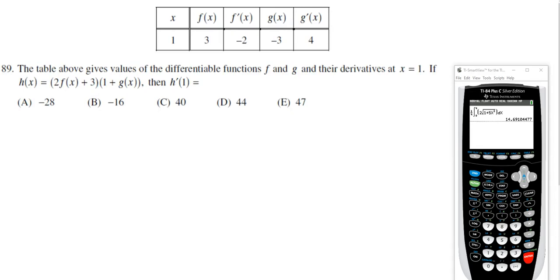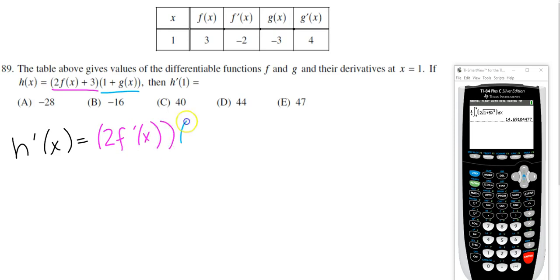If h equals 2f of x plus 3 times 1 plus g of x, then h prime of 1 equals what? All right, h prime of 1. Well, let's find h prime of x first. Any special rules? Product. So we are going to derive the first, which will be derivative of 2f of x will be 2f prime of x. Derivative of 3 is 0. Hold the blue.